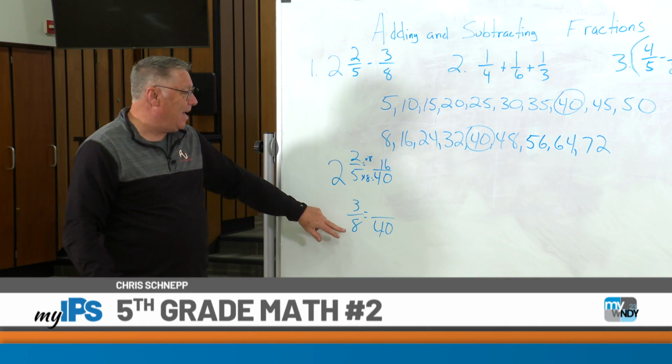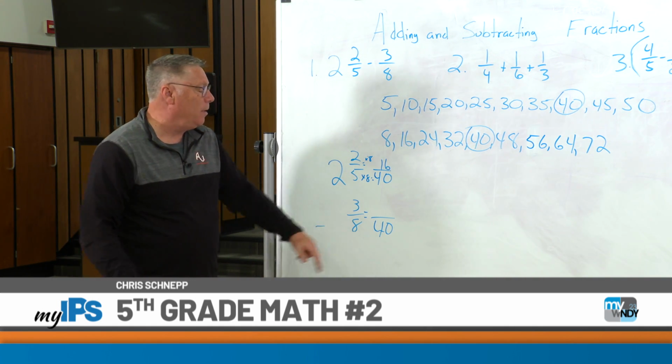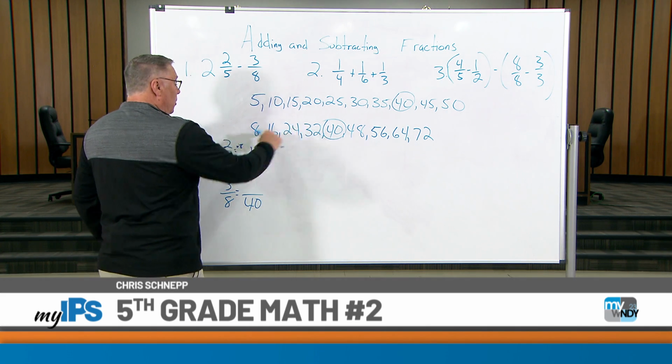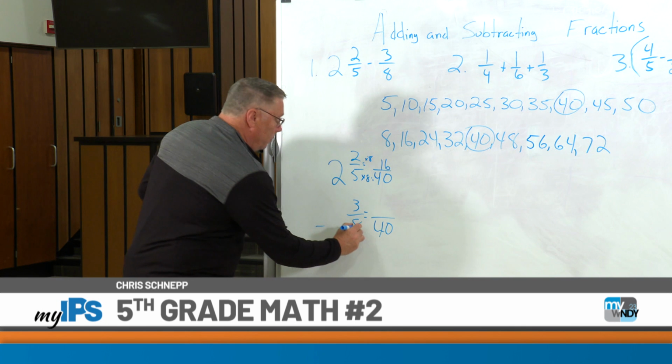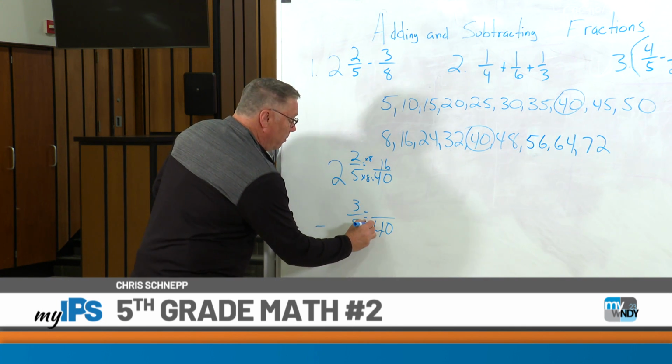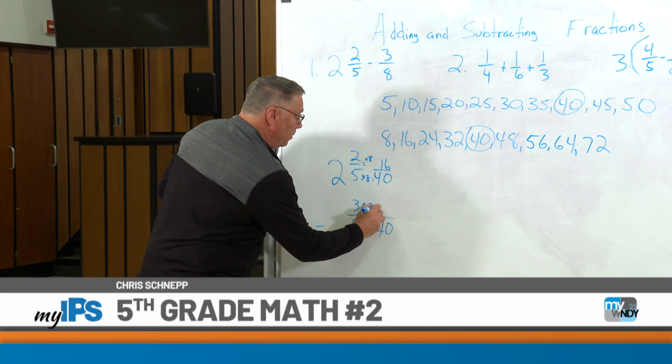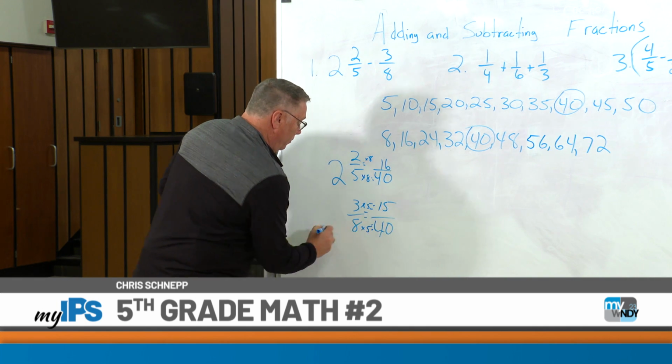Then I come down here, 8 times something equals 40. Well, I can go over here to my number line, 1, 2, 3, 4, 5. 8 times 5 is 40. So 3 times 5 equals 15.